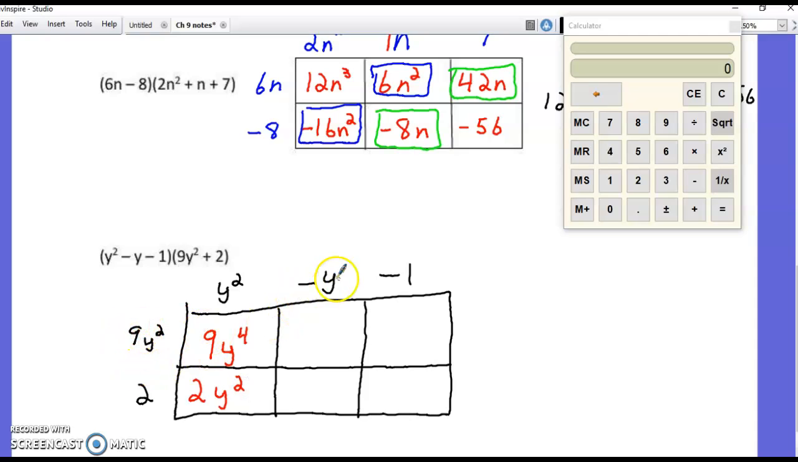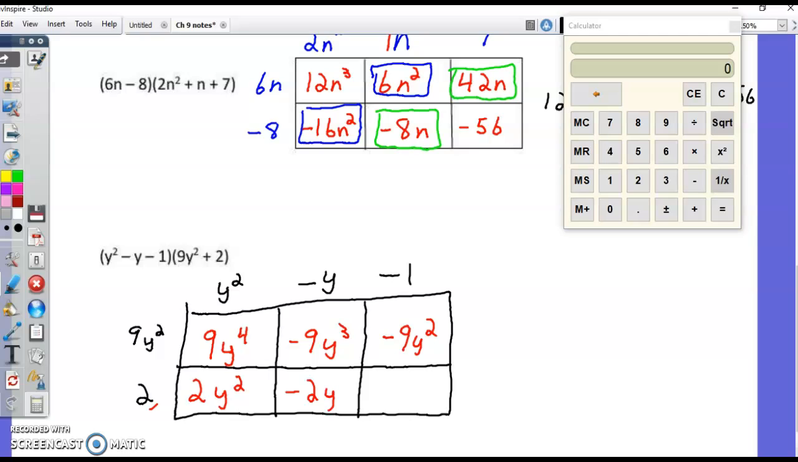All right, 9y times negative 1, that would be negative 9, because 9 times negative 1 is just negative 9. Then we have 3y, so y to the 3rd. All right, if I'm doing this one with that, that becomes a negative 2y. 9 times negative 1 would just be negative 9y squared. And then 2 times negative 1 would give us negative 2.